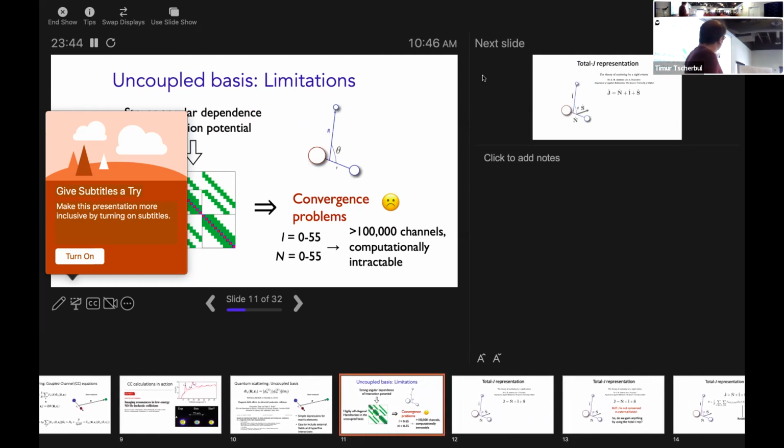Because the interaction potential depends on this angle, theta, right? So it's interaction anisotropy, and it's a very, very important feature of molecular collisions or atom-molecule collisions, because in atom-atom collisions, generally the interactions are isotropic, so they don't depend on the direction you look. But in the case of molecules, they do, and they do that extremely dramatically.